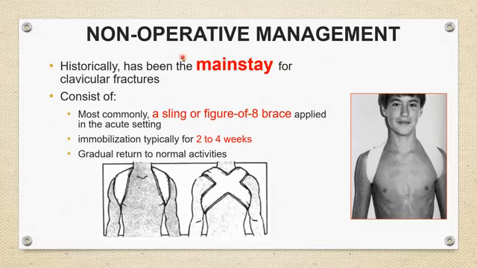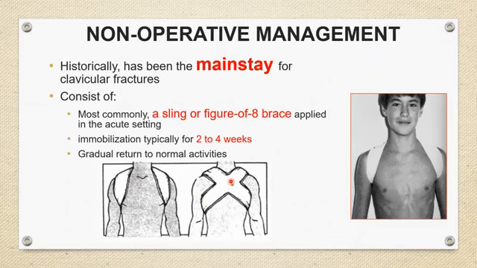It is the mainstay. Remember that, because 99% of clavicle fractures can be treated non-operatively. There are very few indications for operative treatment, and I will discuss the relative indications later. Most commonly used is a sling, that is, an arm sling or triangular sling, or you can use a figure-of-8 brace. It should be applied for 2 to 4 weeks, and after that you need a gradual return to normal activities. In this picture you can see a figure-of-8 brace.